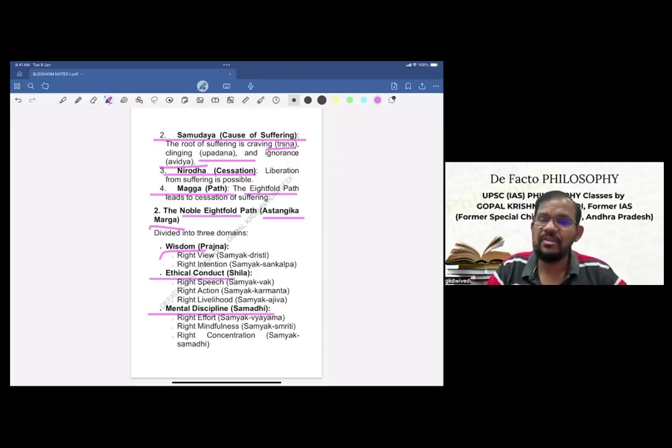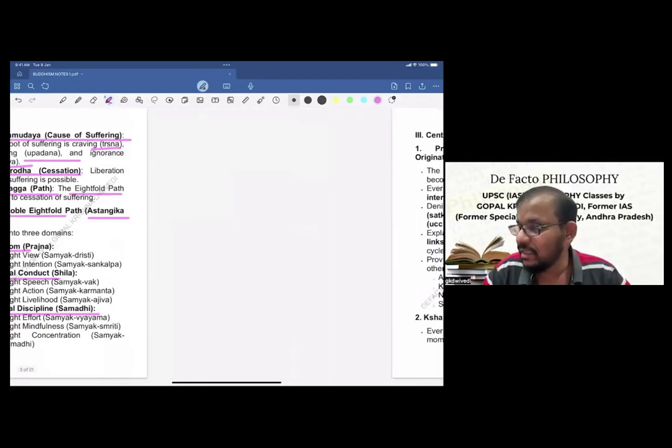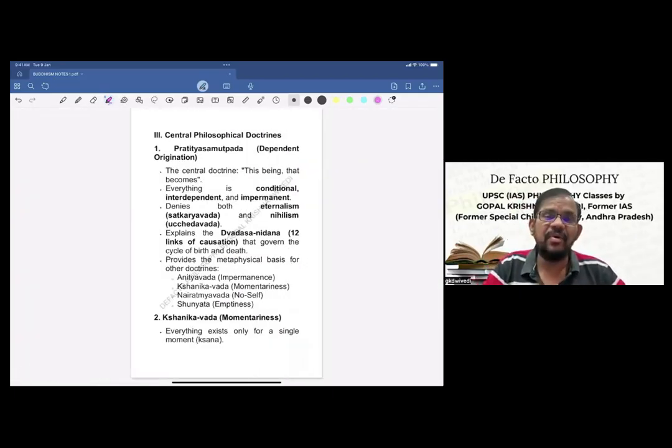This is the second subtopic of Buddhism which we are studying here. Now, third, let us see what the central philosophical doctrines in Buddhism are. First is Pratyut Samutpad. This is very important. It is in the direct syllabus, and a question comes from this every year, or at least every alternate year. Pratyut Samutpad means dependent origination. This is the central doctrine of Buddhism. Almost the whole of their philosophy is based on this.